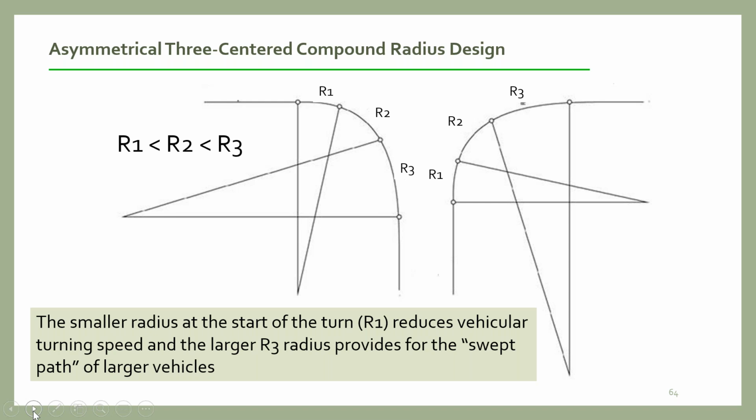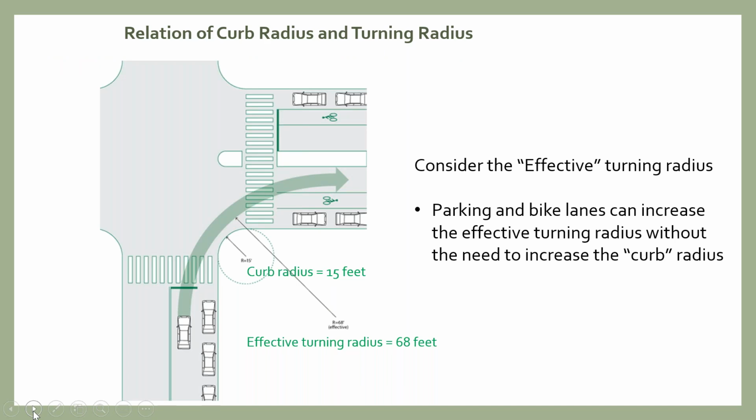But then the larger radii of R2 and R3 provide for the swept path of larger vehicles. So an asymmetrical three-centered compound radius design for something seemingly simple like a driveway or a minor intersection, well, nothing is ever easy, right? But this is actually a good way of applying good engineering, good design, and trying to reach that good balance between slowing speeds, keeping crossing distances to a minimum, but yet providing for the needs of a swept path of a turning vehicle.